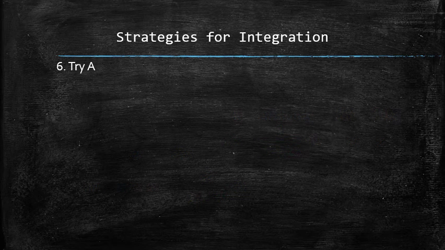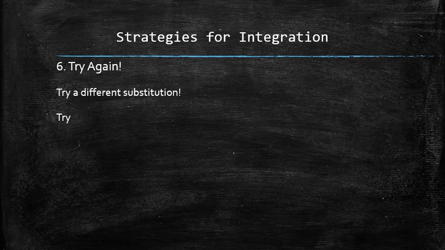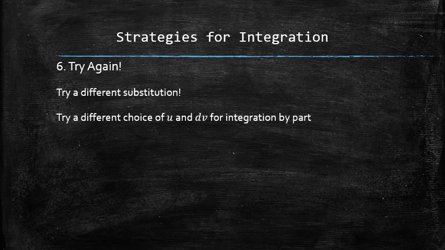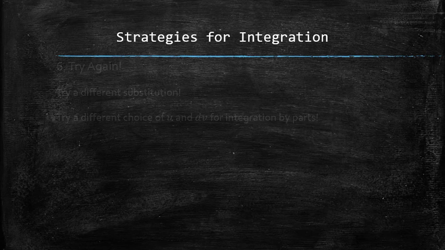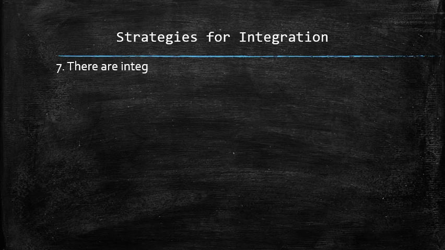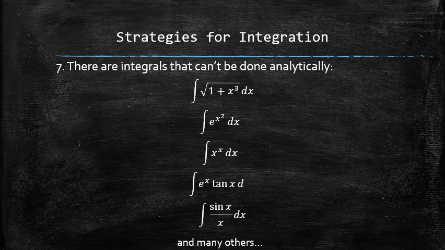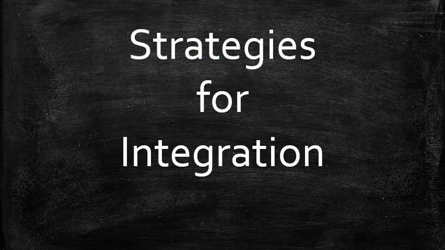When none of the methods worked, try again. If one substitution didn't work, then try a different one. If the integration by parts didn't work, then try different choices of u and dv. But remember that at the end of the day, there are still functions whose antiderivatives we can't find in closed form. Here are a few examples of such functions. We discussed and practiced different integrating strategies that cover a variety of functions.